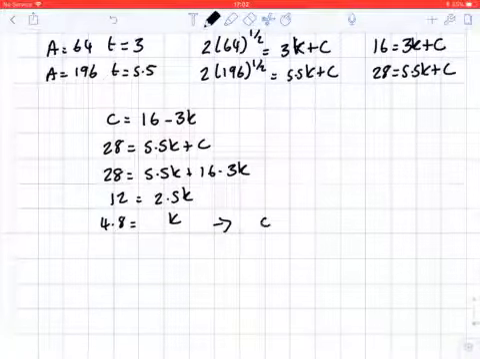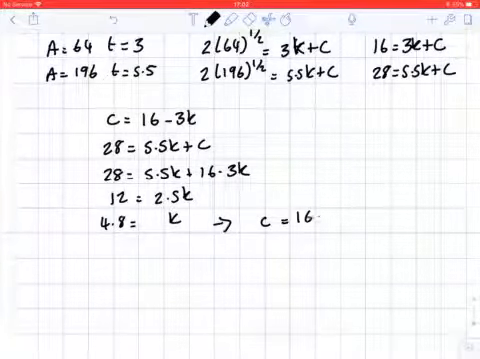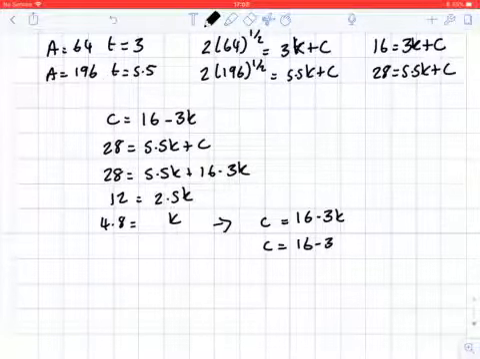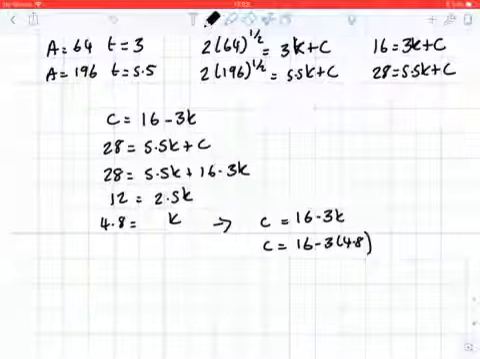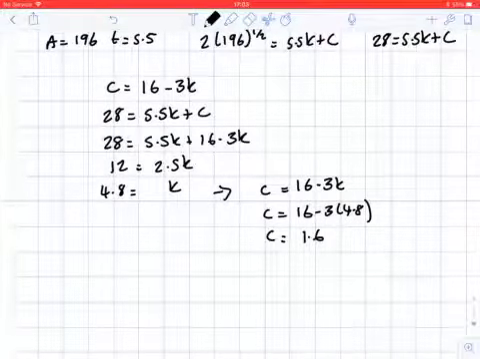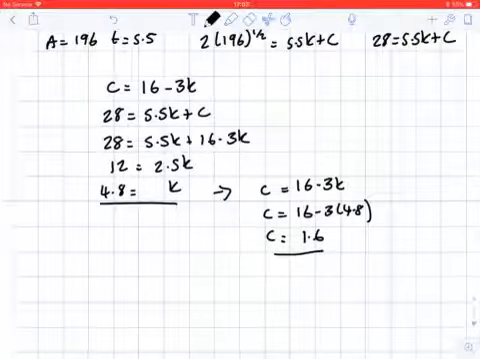Now I've also got an equation in terms of c. C is 16 minus 3k. So c is going to be 16 minus 3 lots of 4.8. That means c is going to come out to be 1.6. So now I've got k and c.